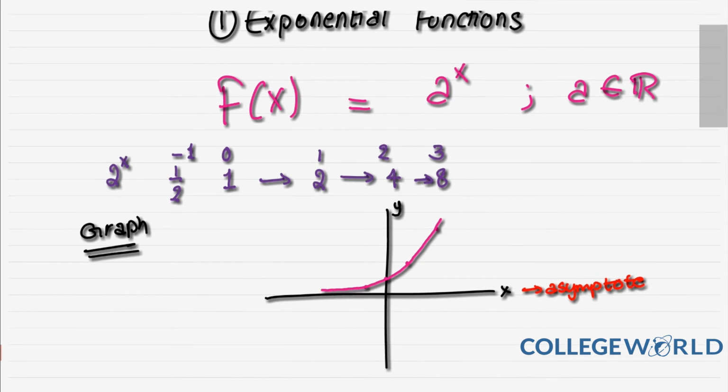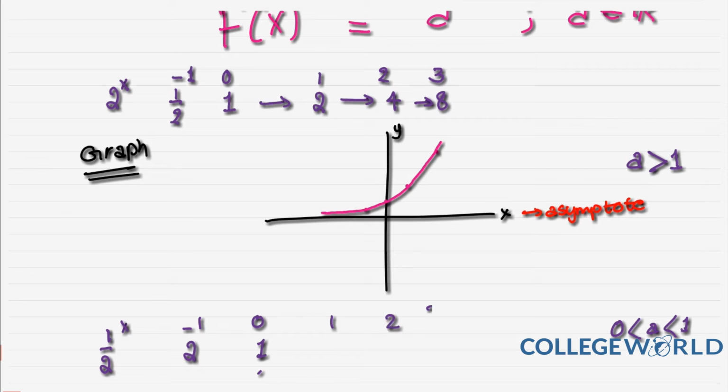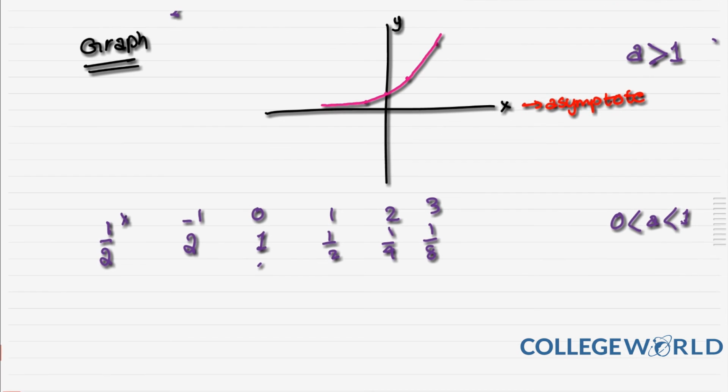And then we can move on to our second graph, because this is actually the general graph for a greater than 1. Now if we apply the same thing instead to a between 0 and 1, let us take an example: half to the power x. Negative 1 is going to be 2, 0 is going to be 1, and then 1, 2, 3 is going to be half, quarter, and 1/8. As you see, as x increases, our y decreases, and it also decreases exponentially. And this is what we call an exponential decay.